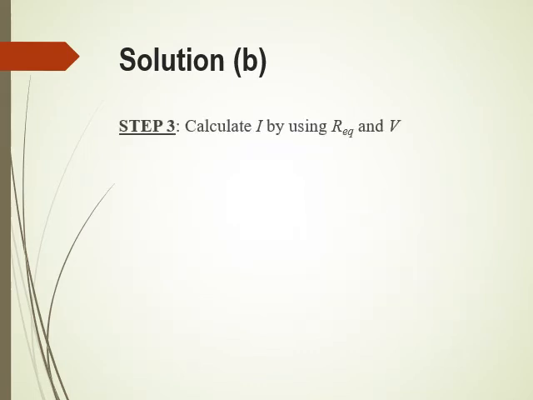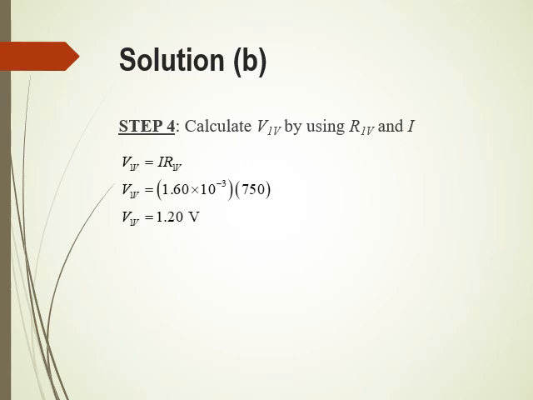Then let us calculate I by using R equivalent and V again. So I in this question is now equal to 1.6 times 10 to the power of negative 3 ampere. It is slightly different from the previous question. Step 4. Calculate V1V by using R1V and I. So V1V is now equal to 1.2 volt. And again, since RV and R1 are arranged in parallel, VV and V1 are also in parallel. Thus we have V1 equals V1V equals 1.2 volt.